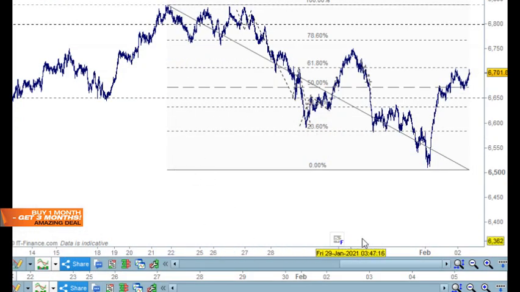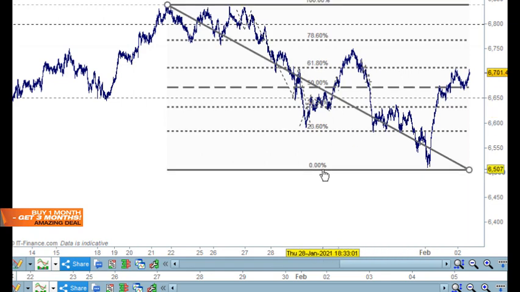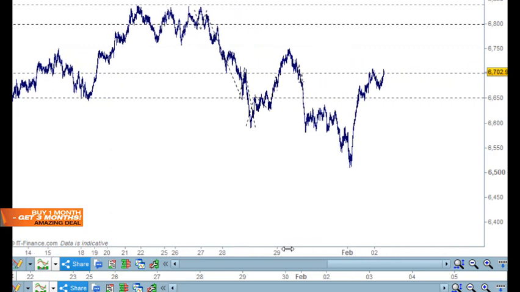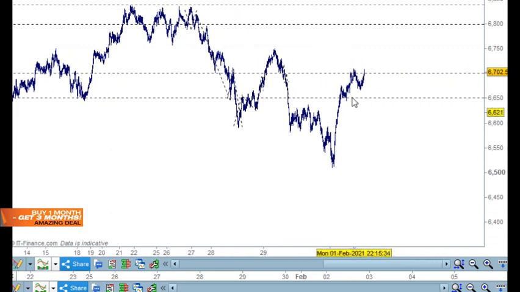So coming back here somewhat, we know the 61.8% is there. We don't need that now. We can put a line at the 6,700. That's the closest, largest number. And if we get support on that level, then the market's going to go up from that point.